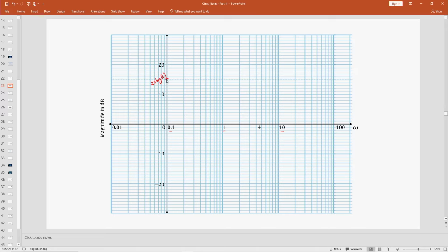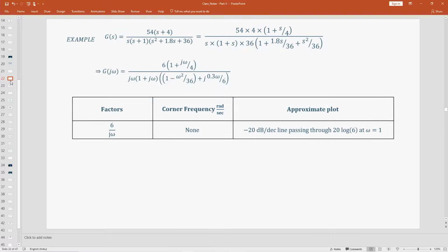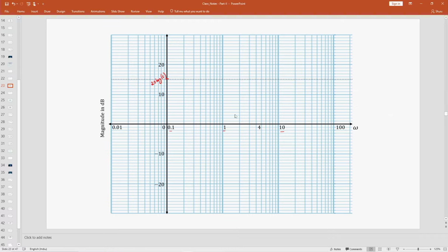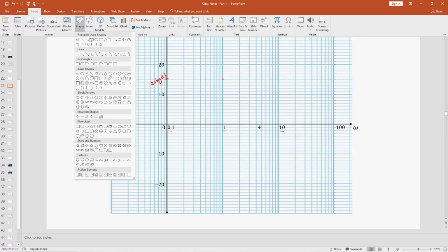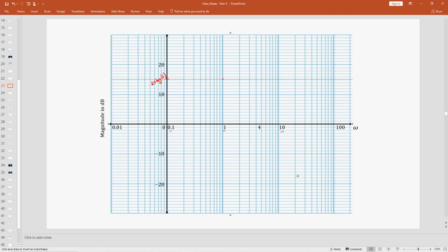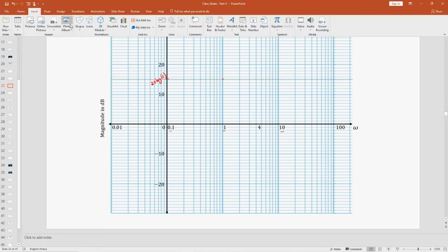Now, at 20 log of 6, what did we see? We saw that for 6 by j omega, we have a minus 20 dB per decade line passing through 20 log of 6 at omega equal to 1. So, the line that we will draw must pass through this point. At omega equal to 1, it should be 20 log of 6. Now we will have to come up with a line which is of minus 20 dB per decade. What do you mean by minus 20 dB per decade? For every decade there will be a minus 20 dB drop, which means the line will be something like this.